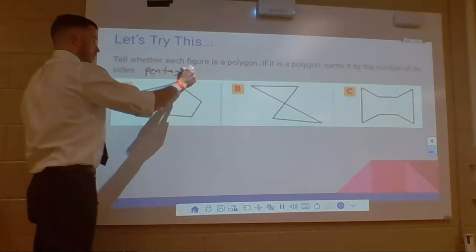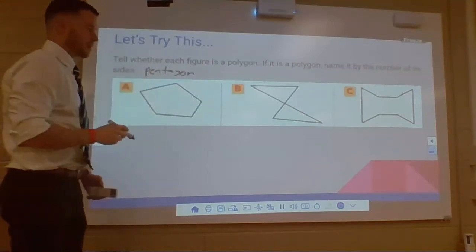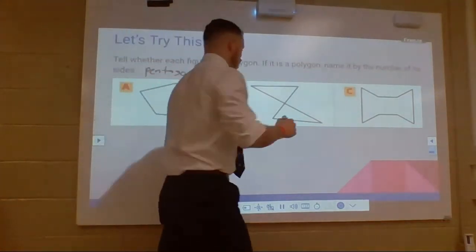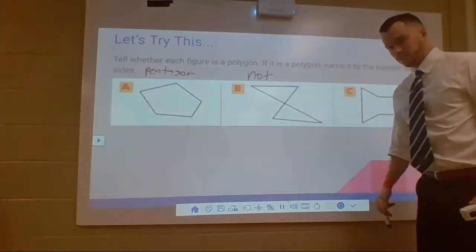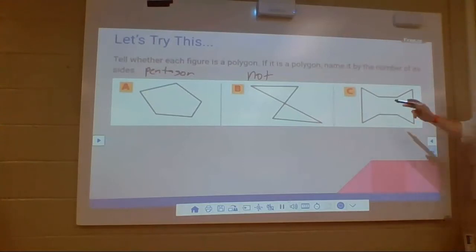So this is a pentagon. All right, so that is a polygon. It's a pentagon. Part B looks like an example we saw earlier. It is not a polygon. Not a polygon, part B.